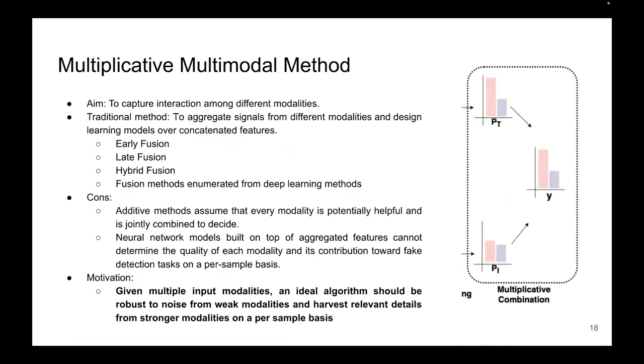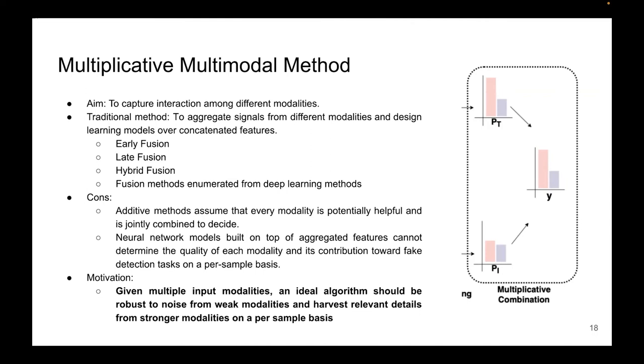Next, our work aims to capture the interaction among different modalities to better perform the task at hand. An intuitive method would generally combine complementary information to aggregate signals from different modalities and then design learning modules over these concatenated features. Such techniques are called additive approaches, due to the type of aggregation operation performed. But there are some practical constraints in integrating synergies across modalities using these additive approaches.